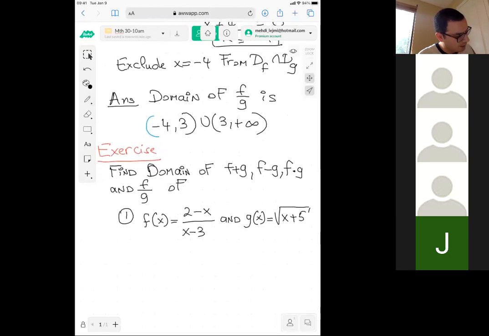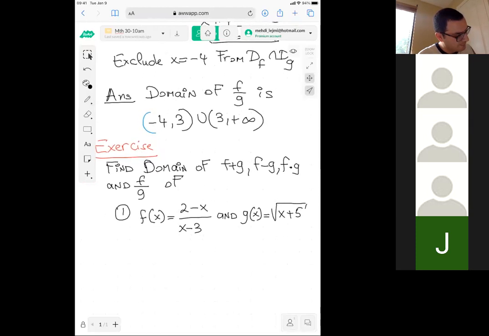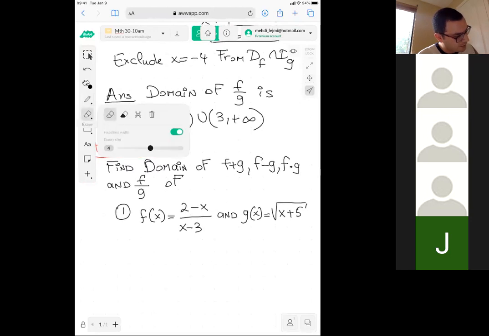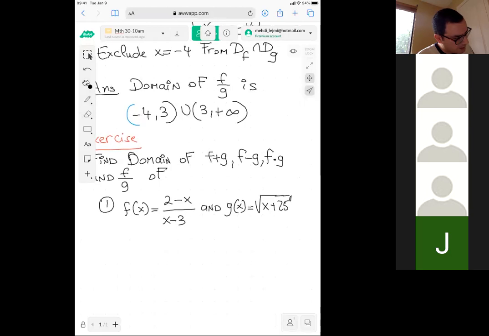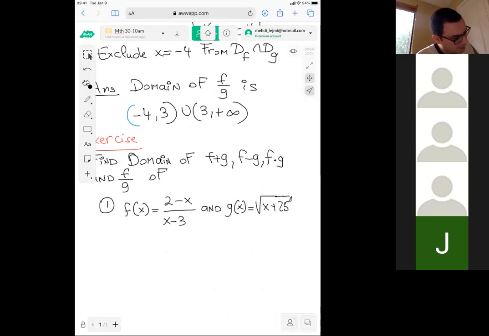Sorry, not 5. Let's change the 5 here, and let's say it's 25. And then we do have minus 5 right here. So it's the square root of x plus 25, with x plus 25 under the square root, and then there's minus 5.